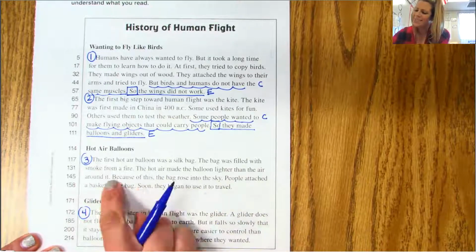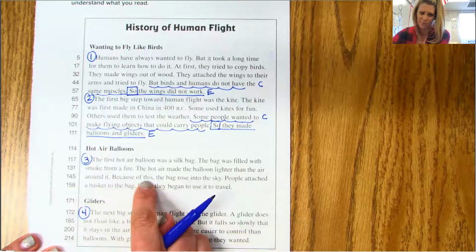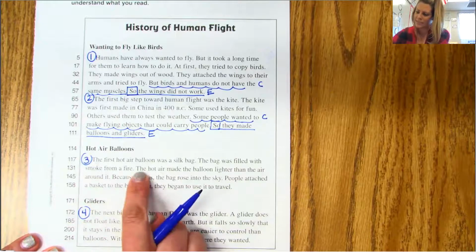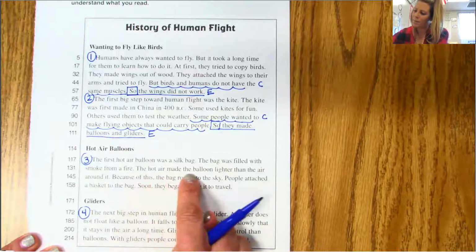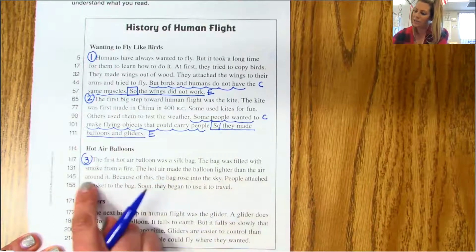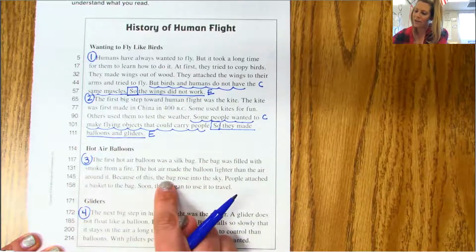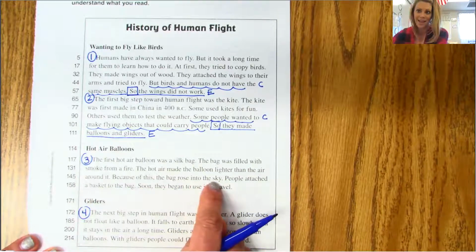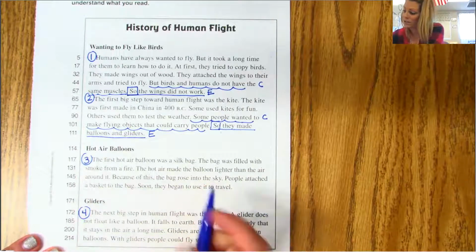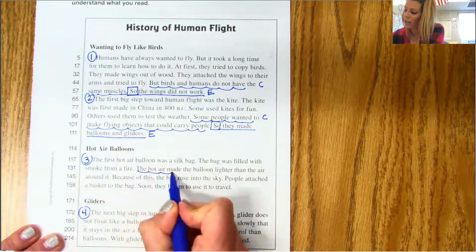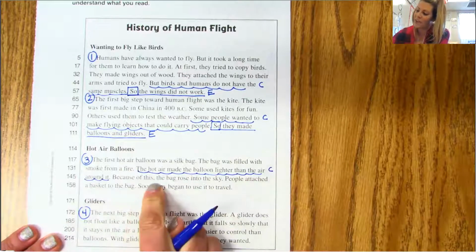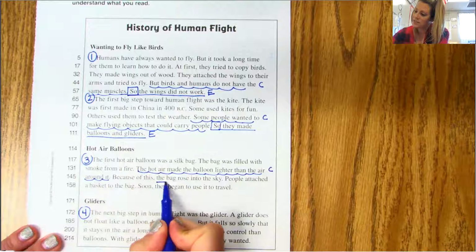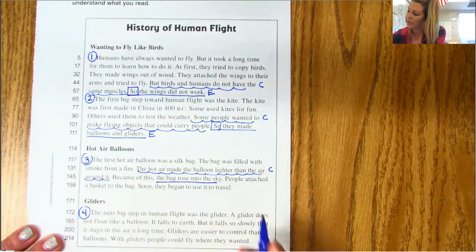All right, so it says because of this. What's this? What are they talking about? What would the cause be? If we go up one more sentence, let's plug it in. Because the hot air made the balloon lighter than the air around it, the bag rose into the sky. Does that make sense? Yeah. So here's our cause. The hot air made the balloon lighter than the air around it. And then our effect is what? The bag rose up to the sky.